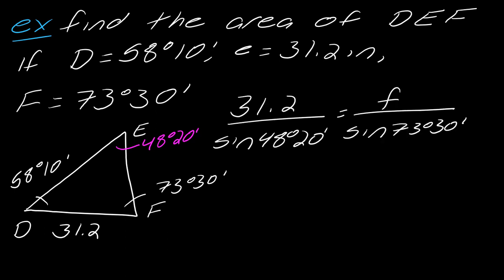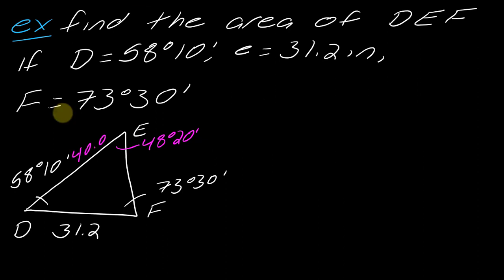Okay, so I've got side E, 31.2, and then we figured out this angle measure, so this is sine of 48 degrees and 20 minutes. I don't know this side, so I need to figure this out. And then I've got the angle measure F here, 73 degrees and 30 minutes. So I can go through and figure out what F is. I've omitted the calculations here, but it comes out to 40.0. I rounded to 40.0.